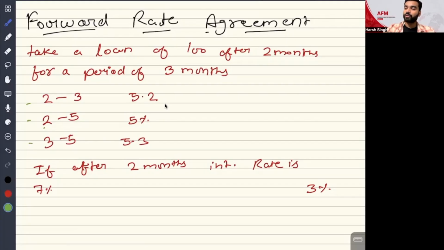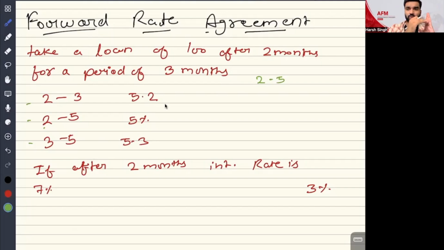So, sir, I am taking a loan after 2 months. So the first digit will be 2. And the second digit will be when you are going to close it. And sir, I am taking it for a period of 3 months, so I am going to close it after 5 months. So, 2-5. Listen carefully once again.